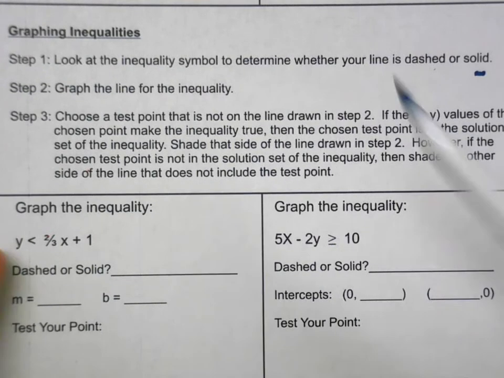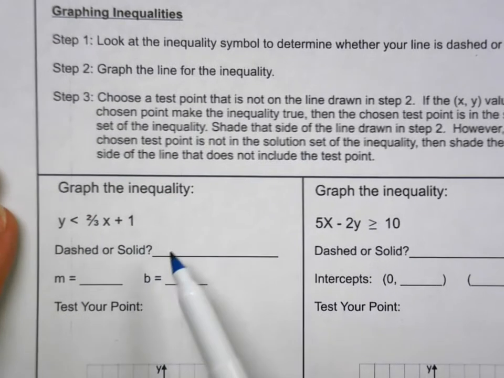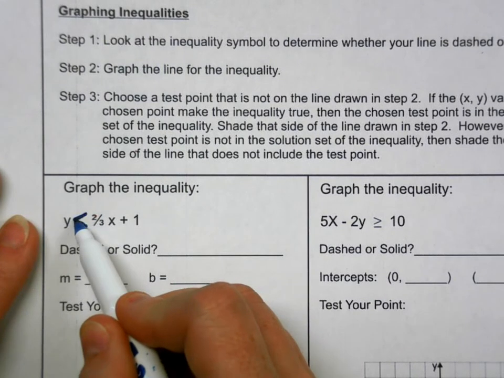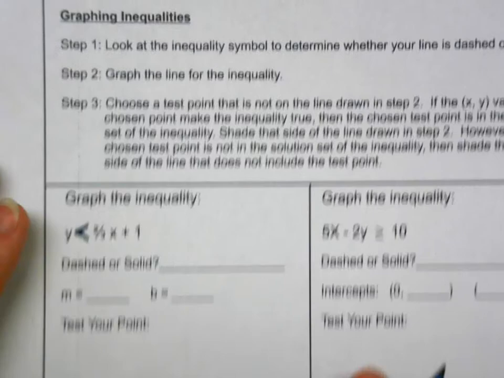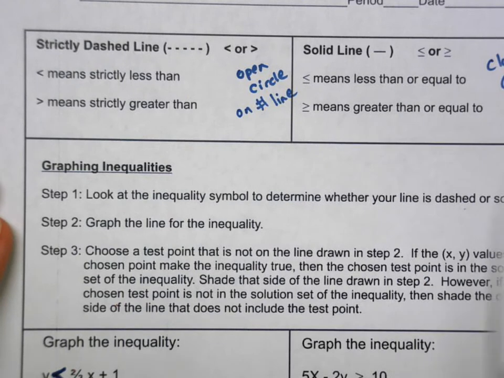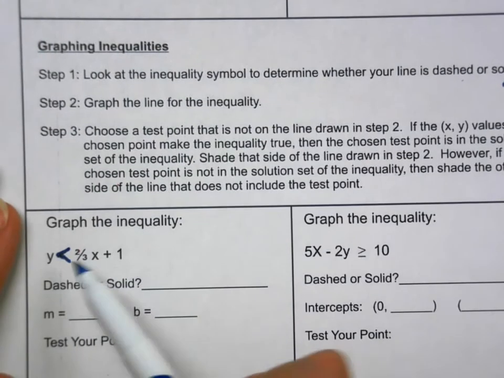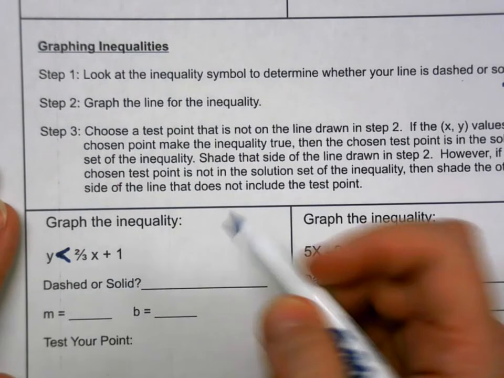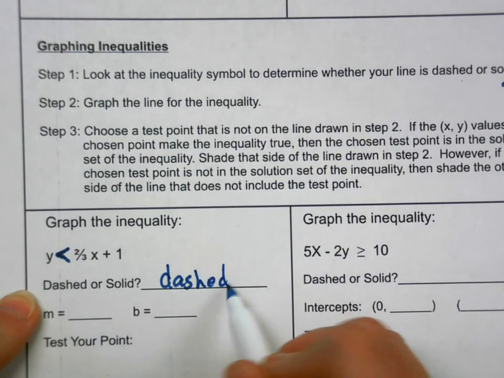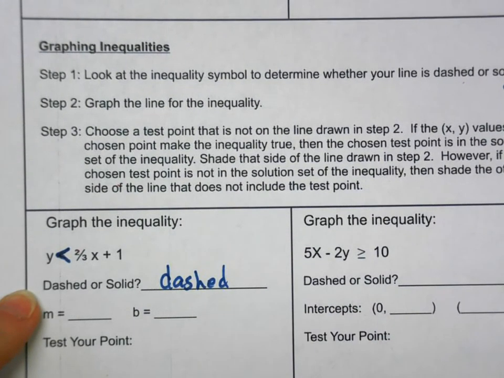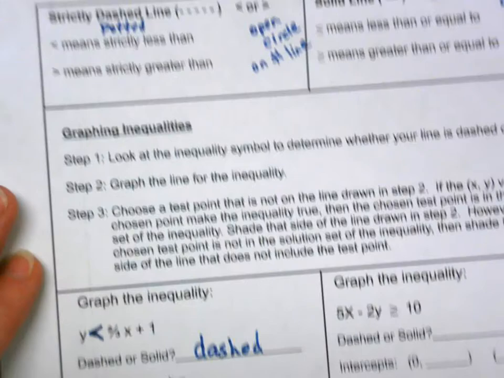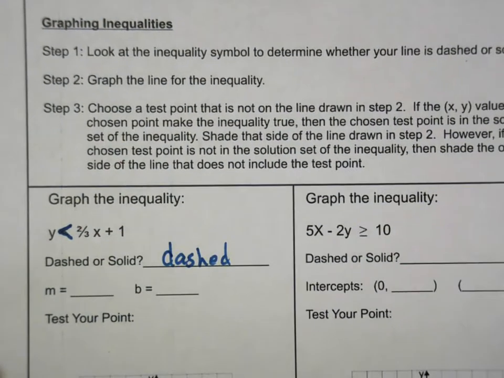So you're just looking at the inequality symbol. Down here in my very first example, what is my symbol going to be? A dashed line or a solid line? A dashed, because it doesn't have the or equal to. Okay, so dashed. I will usually refer to this as dotted. So if I call it a dotted line instead of a dashed line, that's what I'm talking about.